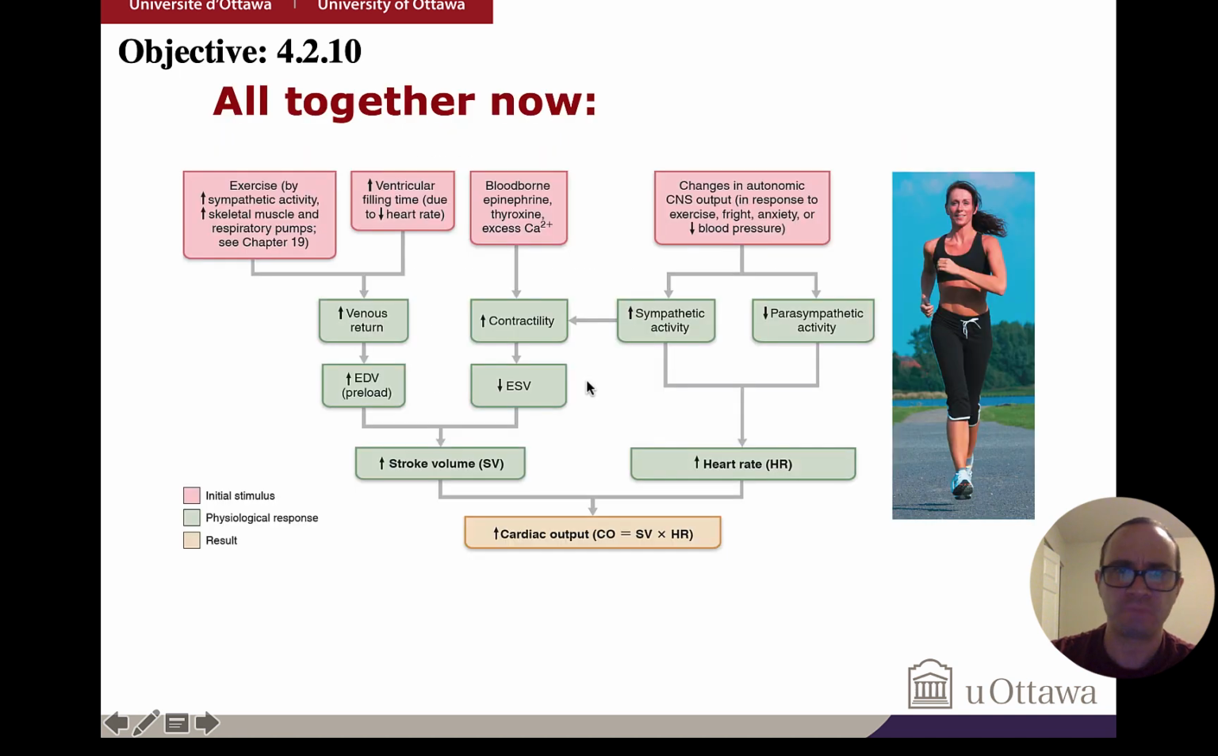Okay. So when we look at this all together now, again, kind of the point here is that cardiac output is going to be impacted by stroke volume and heart rate, and there's a whole host of things that impact each of these things. Okay, so if either stroke volume or heart rate go up, then that cardiac output is also going to go up.